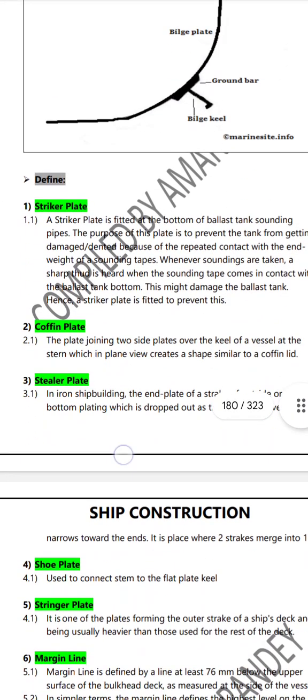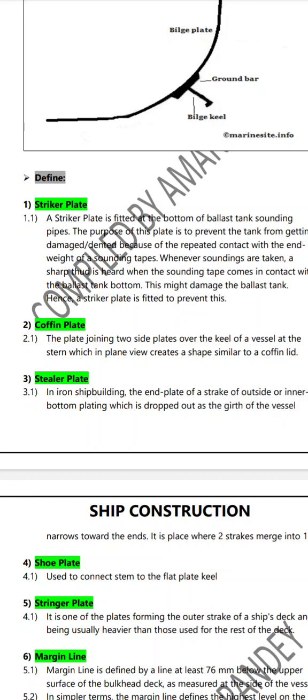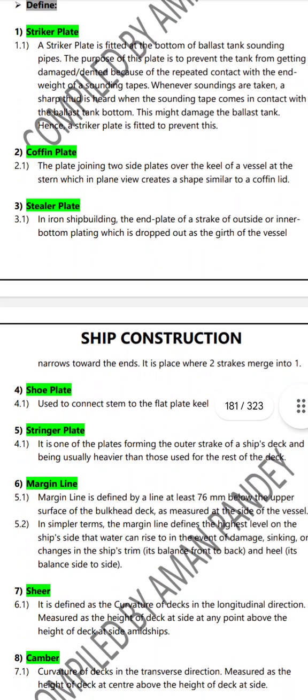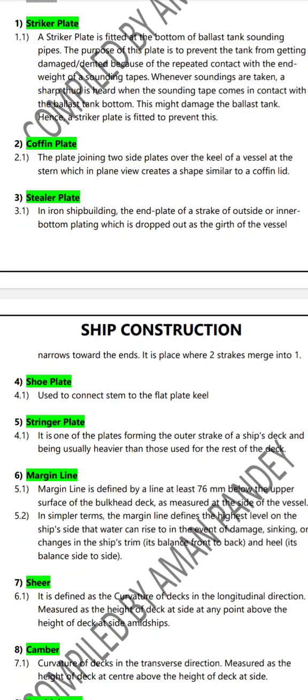The striker plate is fitted to the bottom, taking the damage caused by repeated contact with the end weight of the sounding tube. The coffin plate is when two side plates are connected to the keel at the stern, which seems like a coffin. It is one of the plates joining two side plates over the keel of a vessel at the stern, which in plan view creates a similar shape.